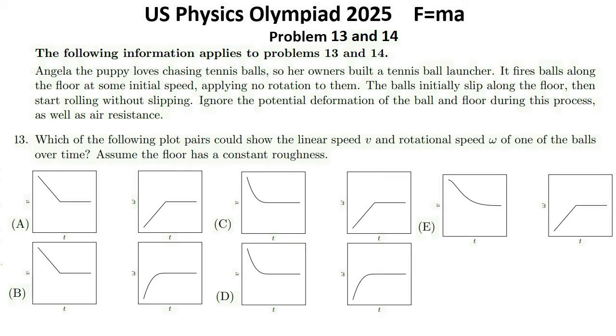This means that the plot of the linear speed should decrease linearly until it hits a constant level, and the plot of the rotational speed should increase linearly until it hits a constant level at the same time. This is answer A, and that was solution for problem 13.